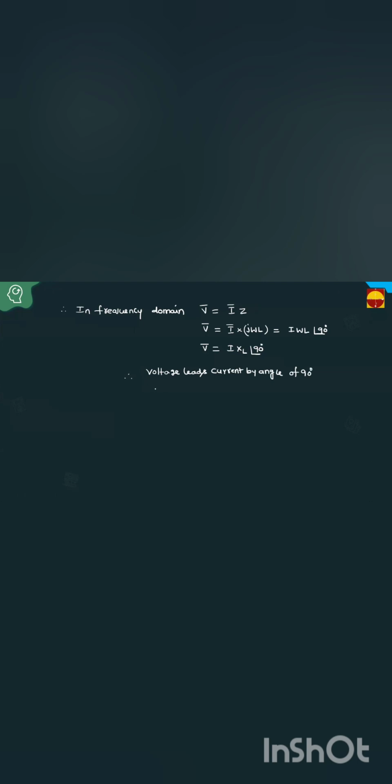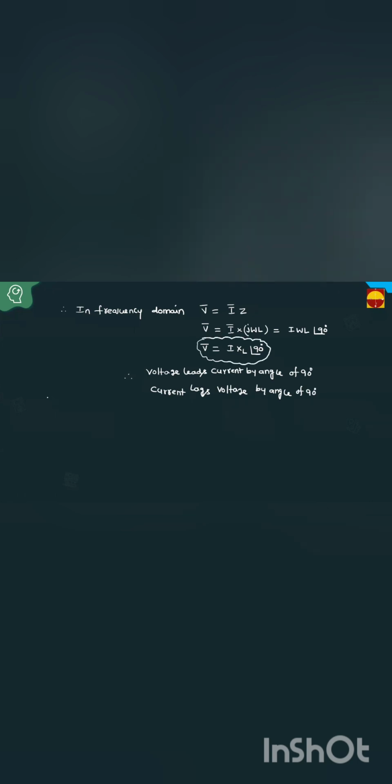Voltage leading means current lagging. Current lags voltage. By how much, friends? By an angle of 90 degrees. Current lags voltage by an angle of 90 degrees. This is V bar equal to I into XL at an angle of 90 degrees.